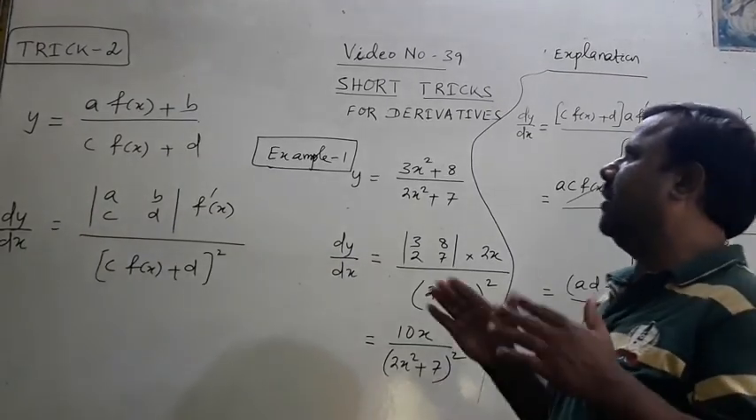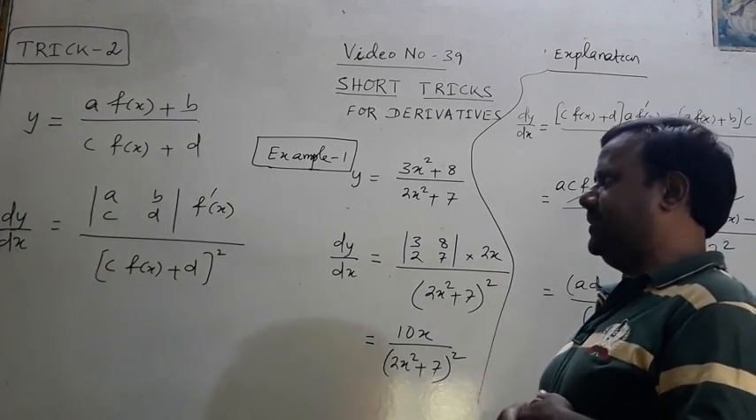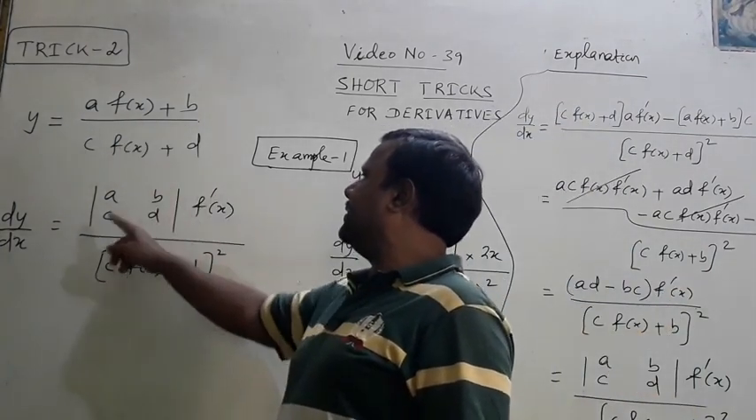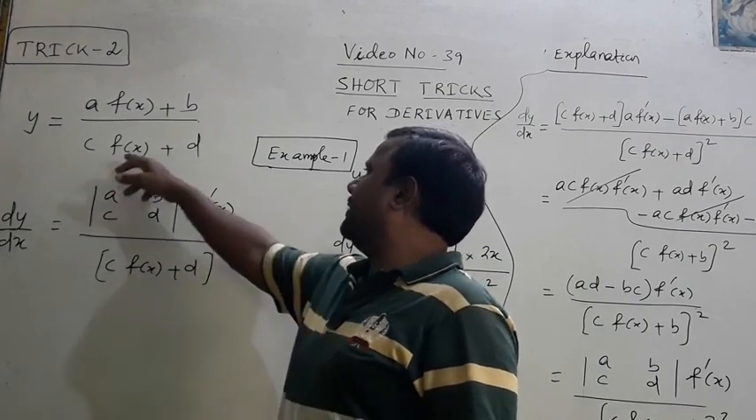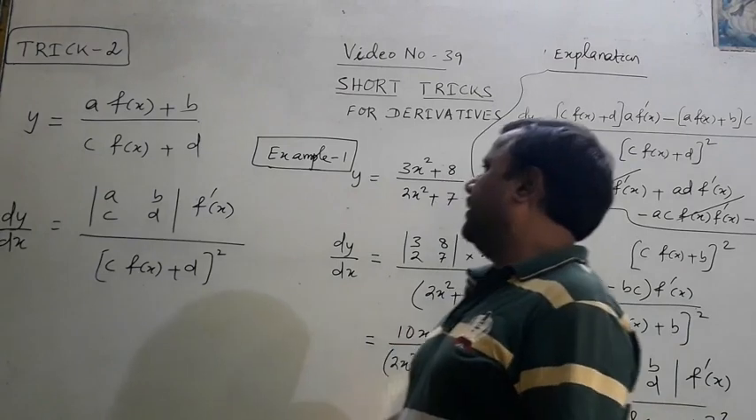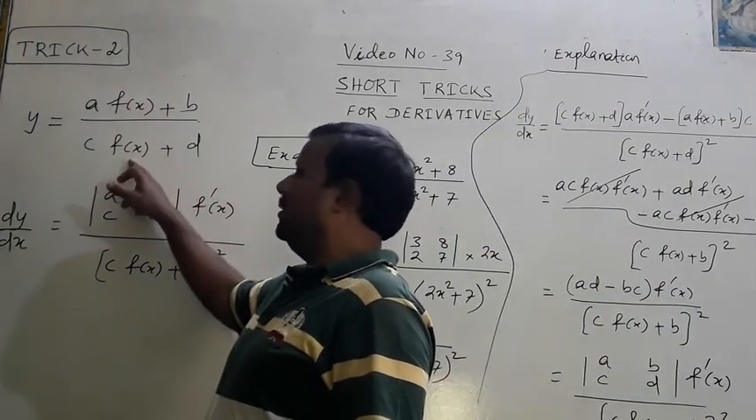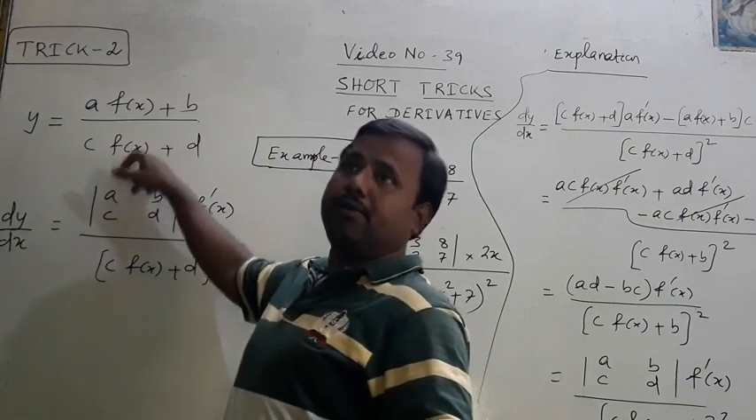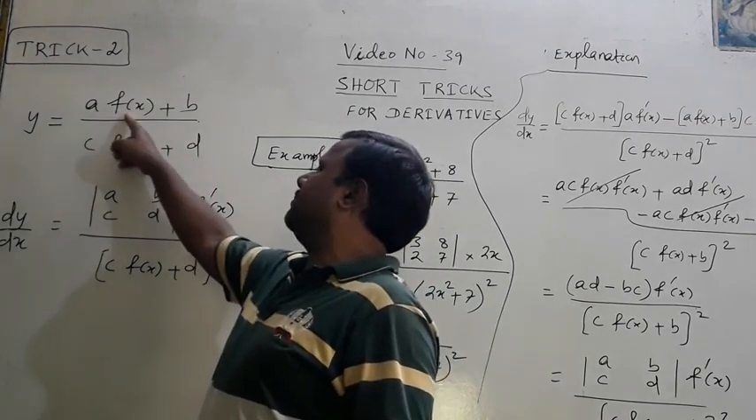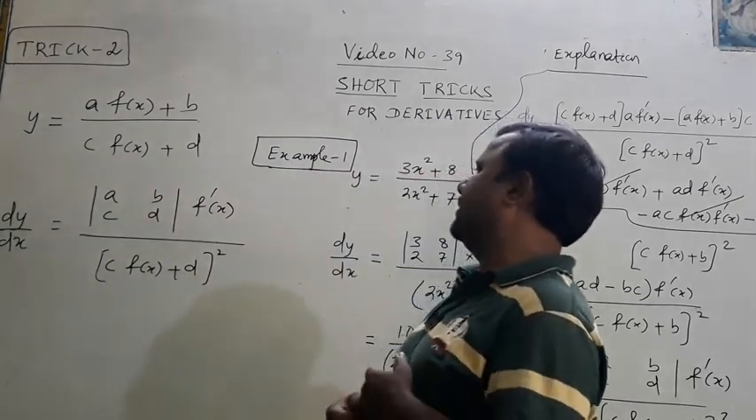Now trick number 2. If y is equal to (a f(x) plus b) by (c f(x) plus d), then dy by dx is the determinant of a, b, c, d into f dash x by (c f(x) plus d) whole square. This is a very good trick method. Whatever function you write in the numerator, the same function should be in the denominator, with some constant multiplied plus b, and some constant multiplied by f(x) plus d. Then the answer is this.